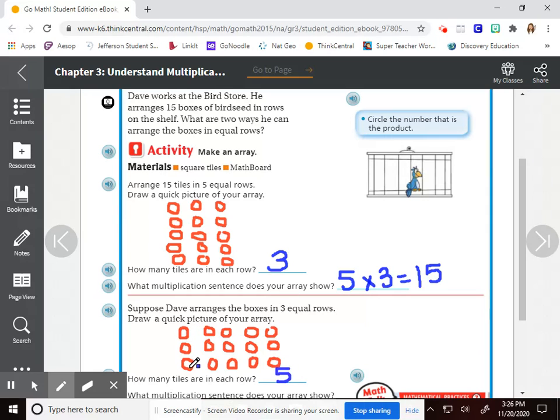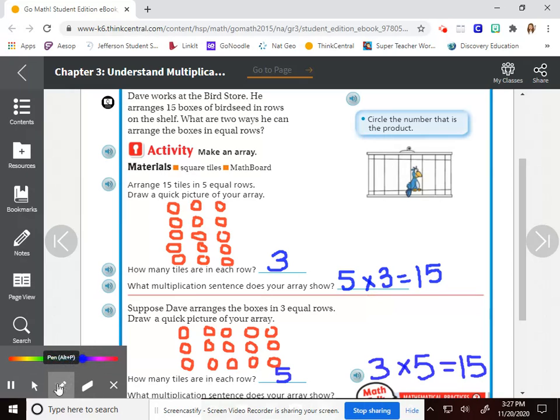Now we have 3 rows of 5. So our multiplication sentence is going to change. We're now going to write 3 rows of 5 equals, and it's the same number of counters. We still have 15 counters. Now I have 2 multiplication sentences that include the same 3 numbers. We have 5 times 3 equals 15, and we have 3 times 5 equals 15.